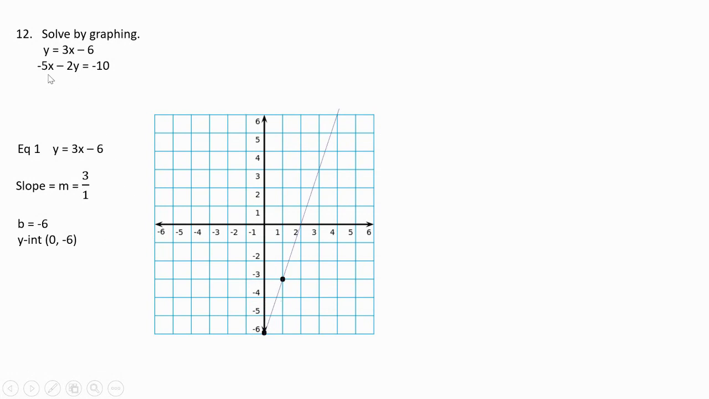Now to graph equation number 2, -5x minus 2y equals -10. Most students or other instructors want you to put it in the y equals mx plus b form. But I like to use it another way, guys. I like to solve it by using the x and y intercept. But I want to show you that way afterwards.